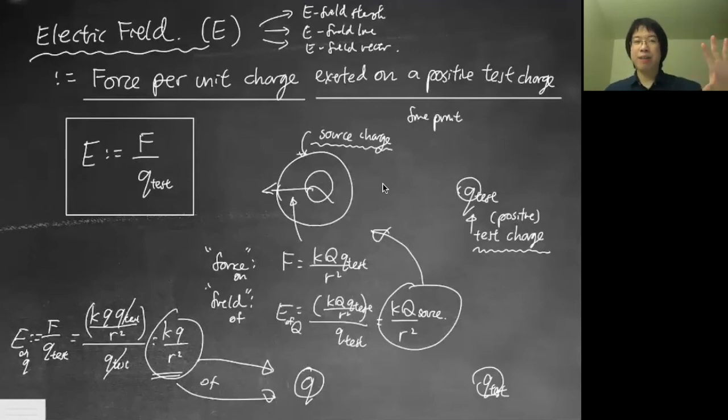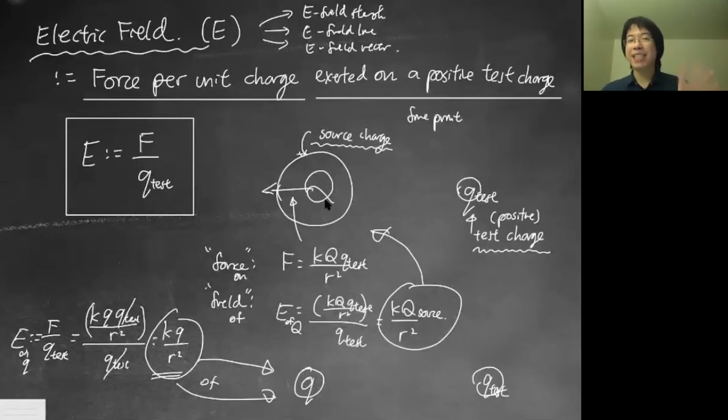Let me try to summarize this. The goal, if you try to explain this to a 5-year-old, is: I want to know how strong electrically my source is. I want to know how electrically strong or influential this guy is. So how do I do that? That is this quantity, electric field. It tells me how strong this guy is.